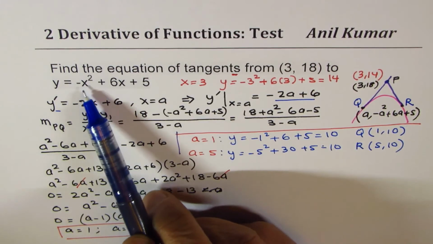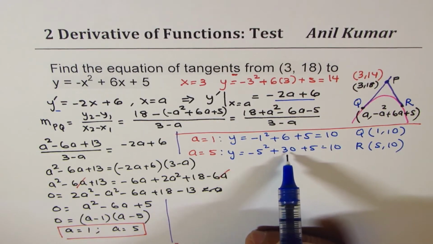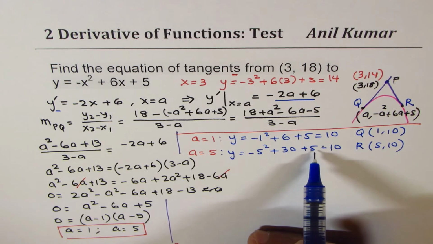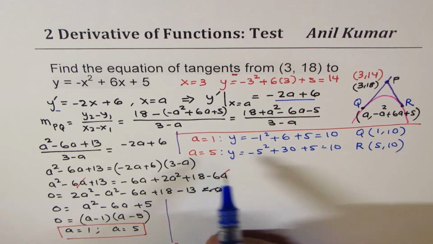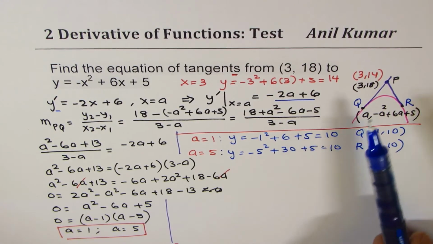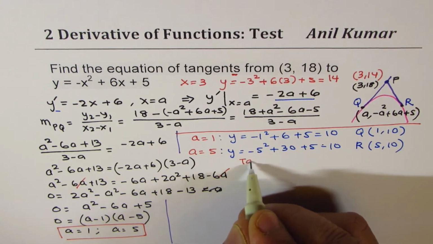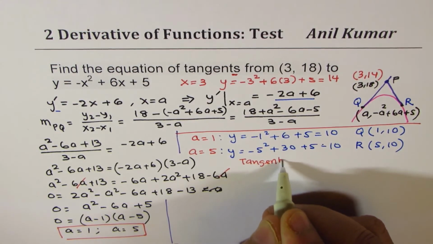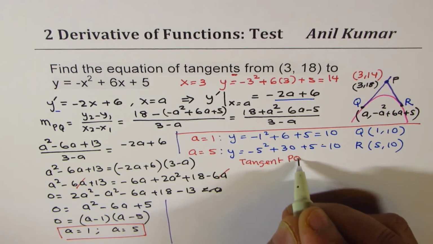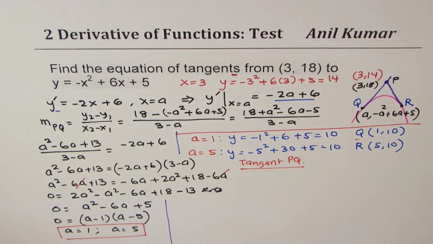Let's calculate. 5 times 5 is 25, 5 square, and 30 plus 5 is 35. So indeed that is also plus 10. So we get these 2 points, right? So these 2 points will result into 2 tangents. So now let us find the equation of tangent PQ. Let's say Q is 1, 10.